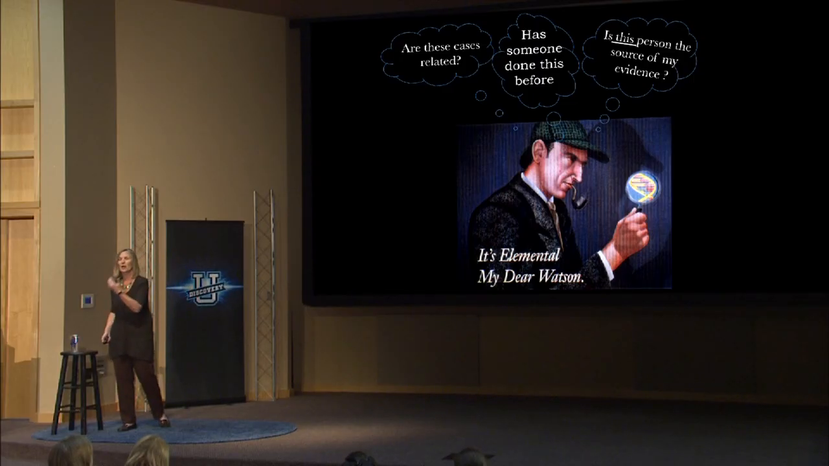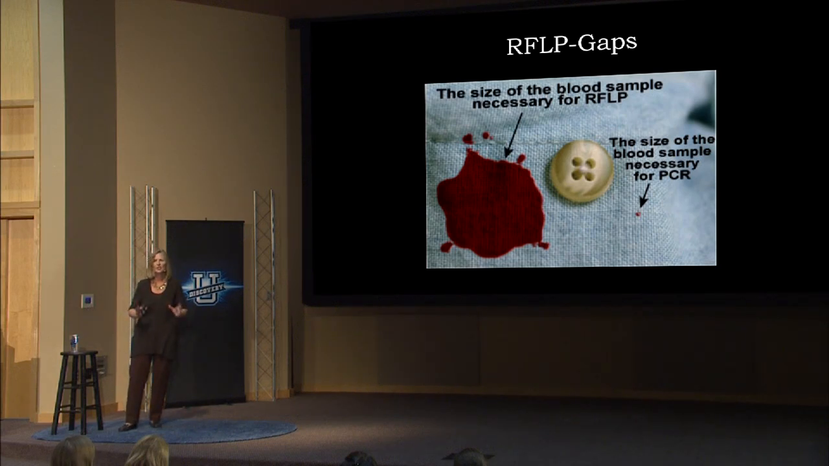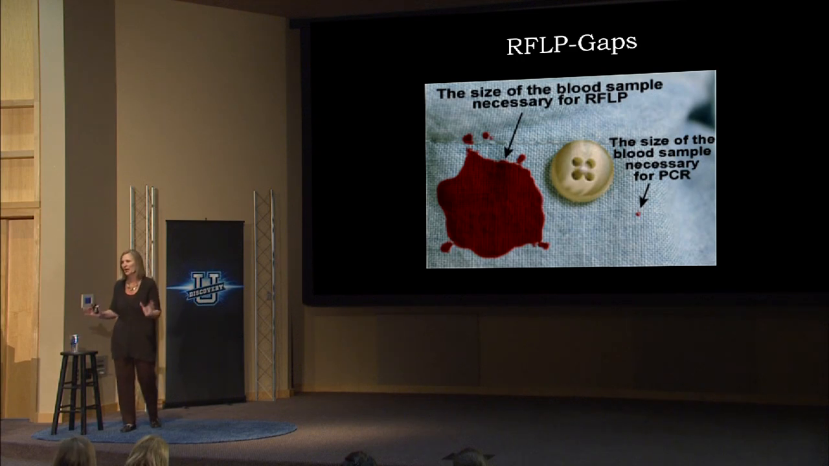So now we could answer this question, has someone else done this before? We can reach in, compare our unknown profiles to these convicted offender profiles, and perhaps solve our cases. But here's the problem with RFLP. RFLP, as I said before, required a substantially large stain, about the size of a quarter, and we often didn't have that on our evidence.